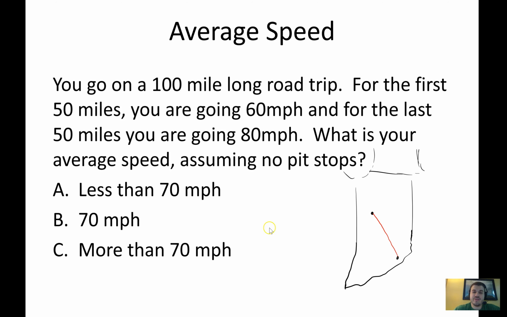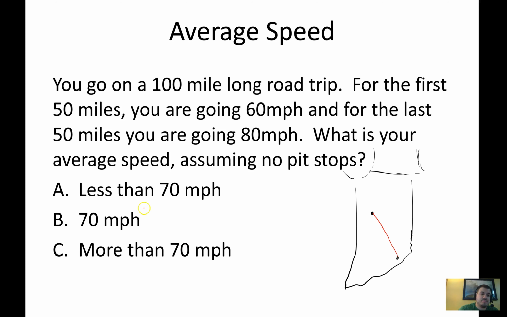Question that might have an answer that you wouldn't expect. You go on a 100-mile long road trip. For the first 50 miles, you were going 60 miles an hour, and for the last 50 miles, you were going 80 miles an hour. What is your average speed, assuming no pit stops? Pause the video, take a moment to think through your answer. So I'm going to assume now that you are ready to talk about the answer. If not, try and think through it.